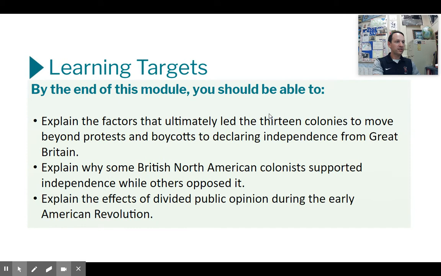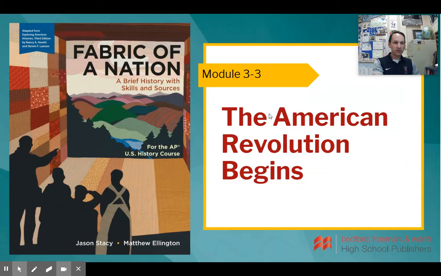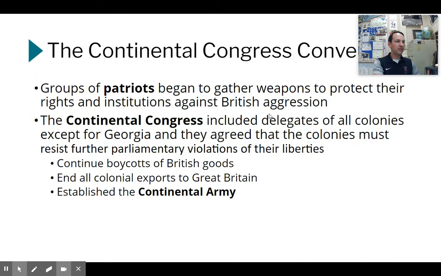So Module 3, it's called The American Revolution Begins. The first shots of the war are fired at Lexington in April of 1775. You have the patriots on one side, people who are gung-ho for independence, and you have the British loyalists on the other, people in the colonies who are still loyal to the crown, they're loyal to Great Britain.